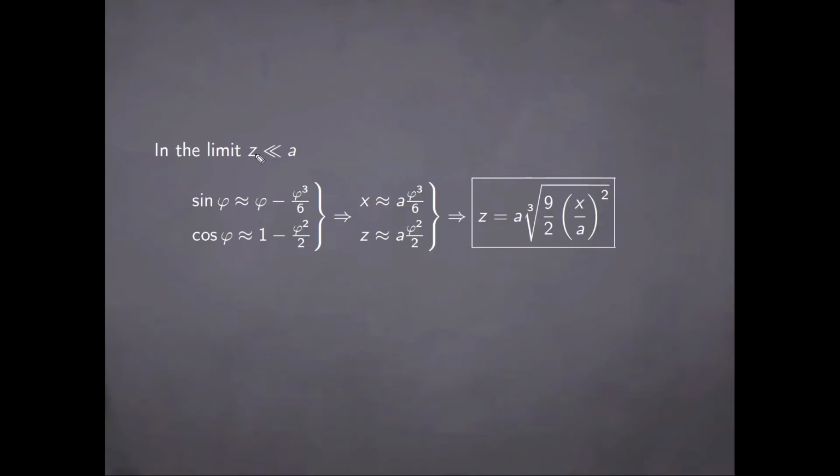In the limit in which z is much smaller than the integration constant a, then using the Taylor expansion for small values of phi, I can obtain additionally the approximation here for the trajectory written as z being given as a function of x.